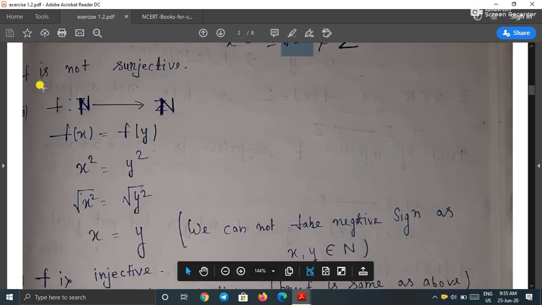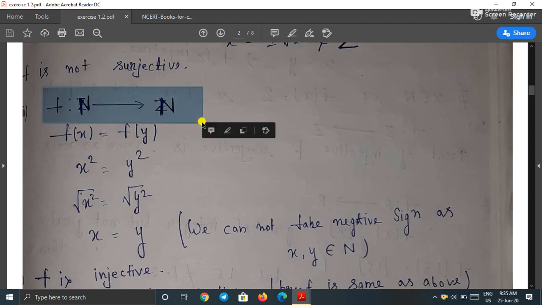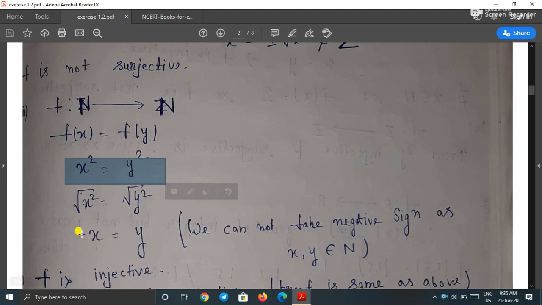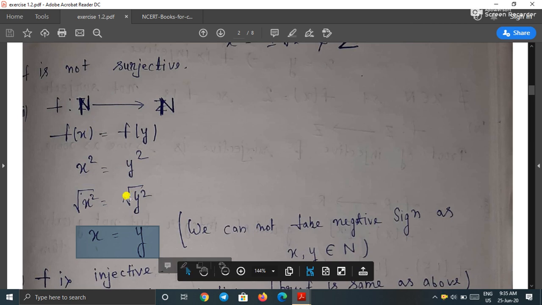Now see the next problem. If we define the same function on the set of natural numbers, then what will be the conditions? Suppose x and y are two natural numbers such that their images are the same. f(x) is equal to f(y). Apply the definition of f. So x² is equal to y². Taking the square root of both sides, it gives x equal to y. Means if the points have the same images, then these points must be the same.